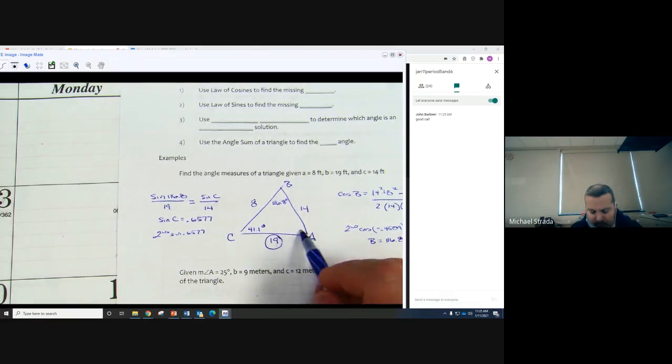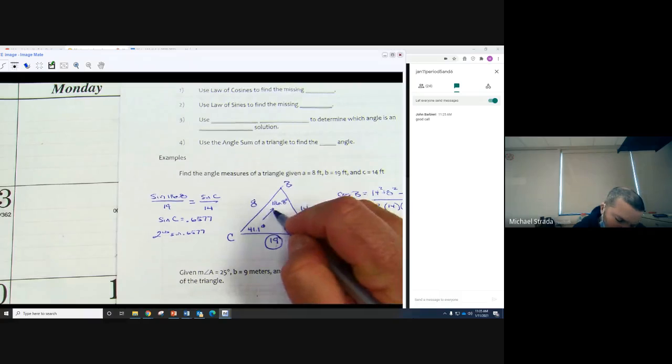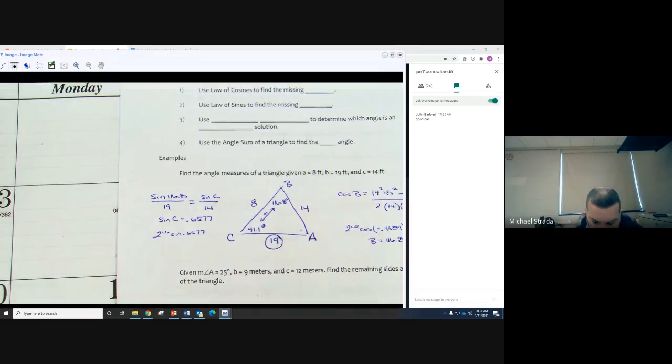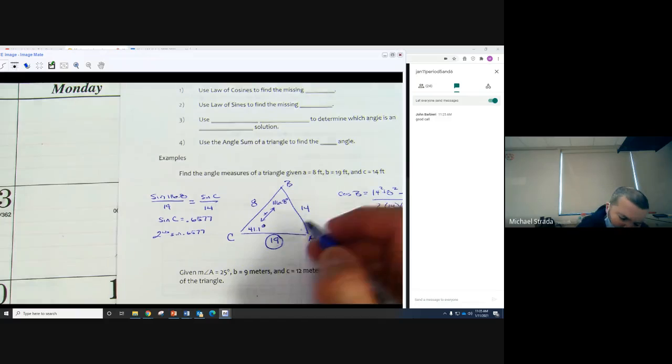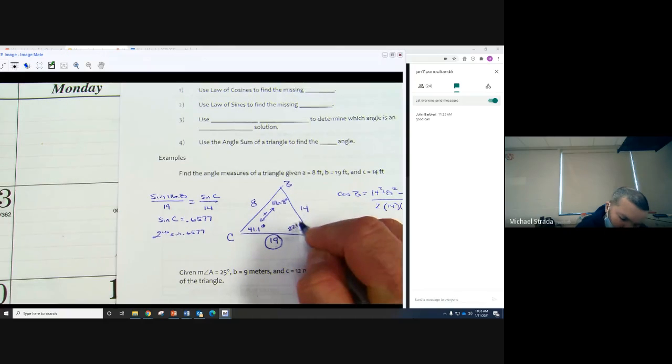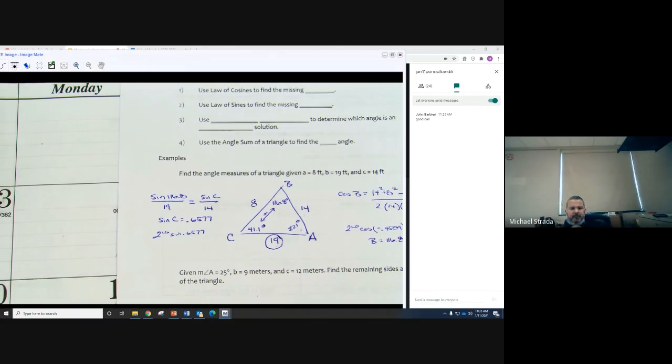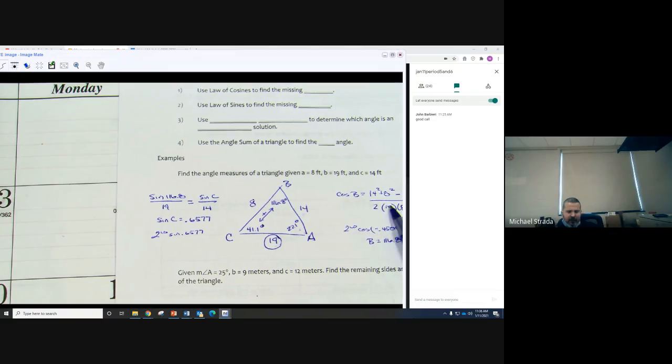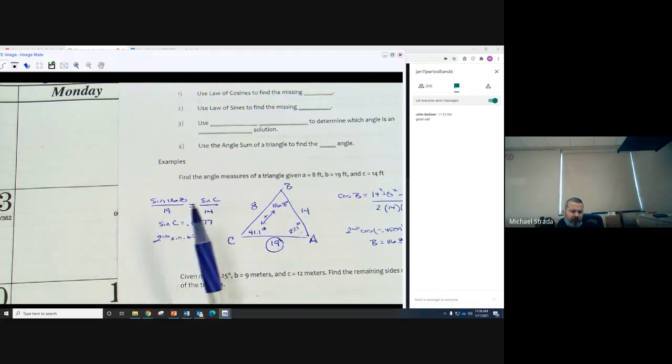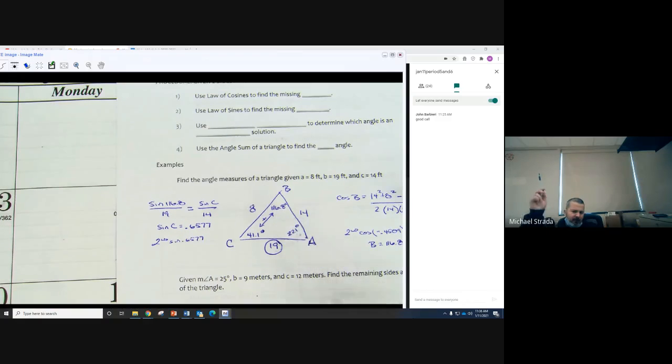And then to get my third angle, I simply add those up, which gives me 157.9. Subtract that from 180, and the third angle is 22.1 degrees. So when you're given side, side, side, the first angle is using law of cosines. Second angle is using law of sines. Third angle comes from the fact they add up to 180.